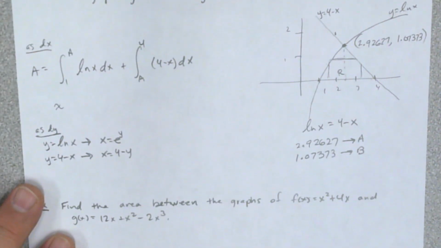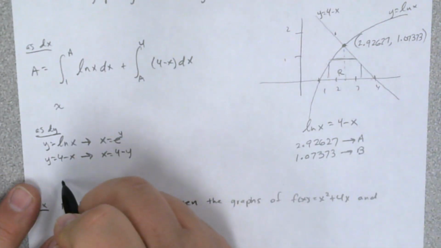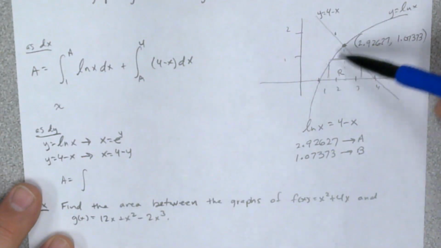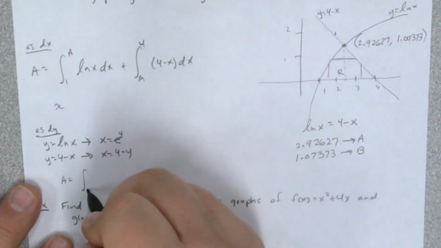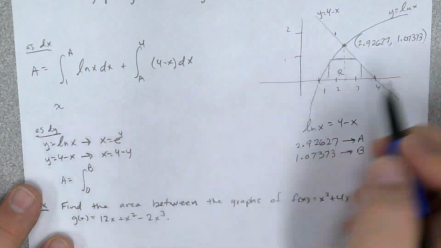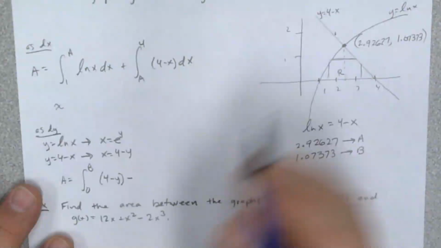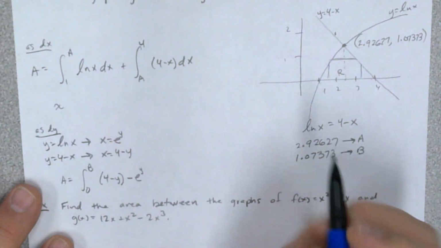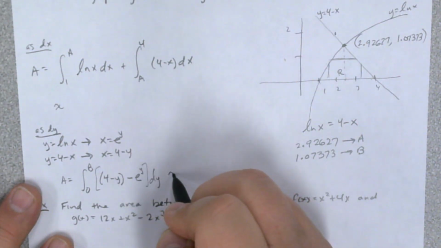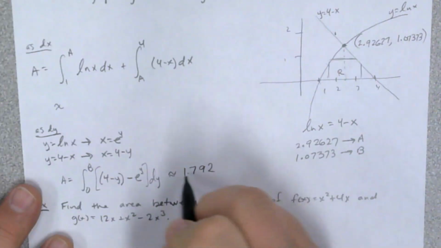When I have done that, then I can do the dy approach. Okay? And so then my area here is going to be the integration from 0 to this y value, from 0 to b, the right curve, which is the line, minus the left one, which is the log, dy. And if I type either one in the calculator, I'm going to get 1.792, and that's how you can do that one.